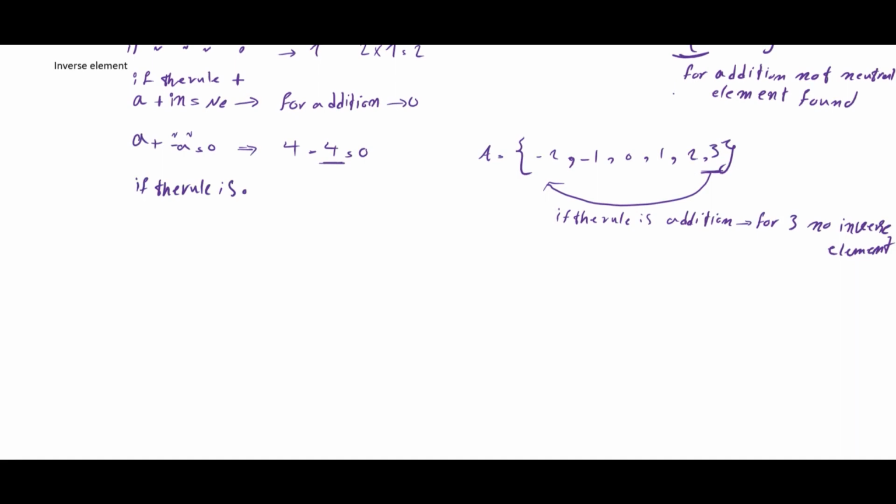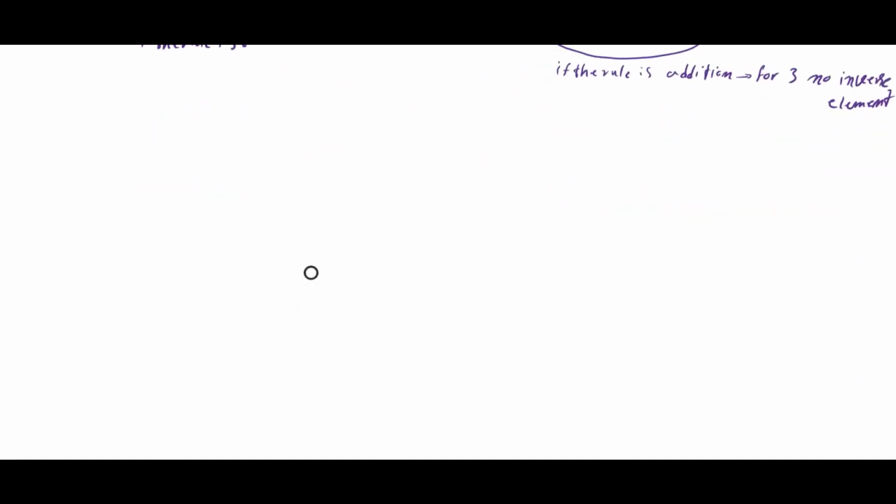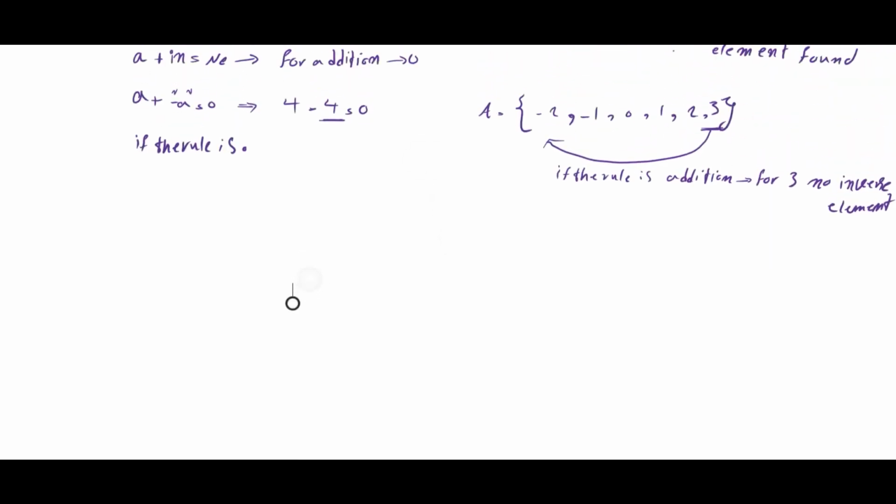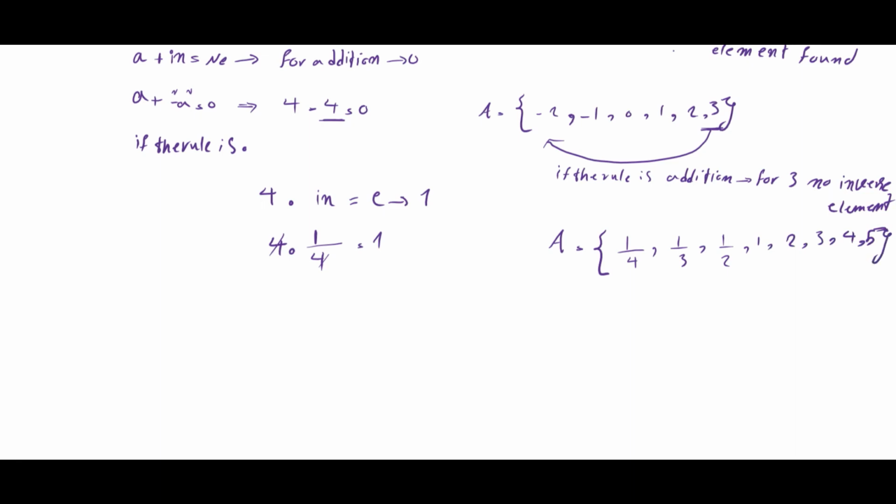If the rule is multiplication, as you can see, the inverse is nothing more than the vice versa. So 4 multiplied by its inverse should give me E, and for multiplication, you remember E is 1. So 4 multiplied by 1/4 would give me 1. And again, in a set that is, let's say, 1/4, 1/3, 1/2, 1, and then 2, 3, 4, and 5. Again, this cannot be a group because there is no 1/5 to counterpart 5.